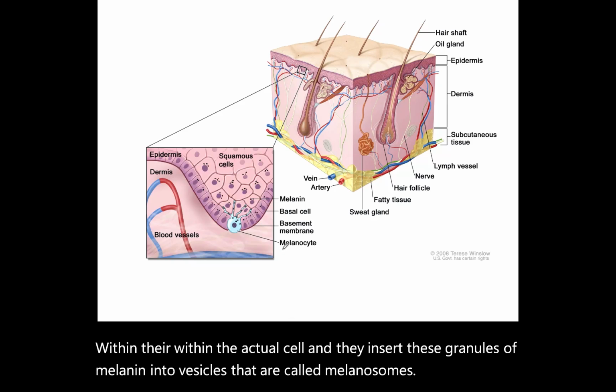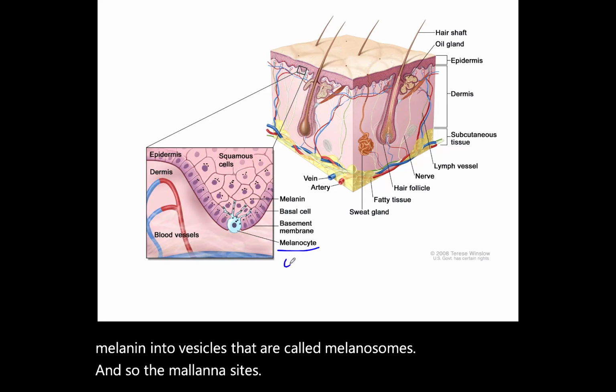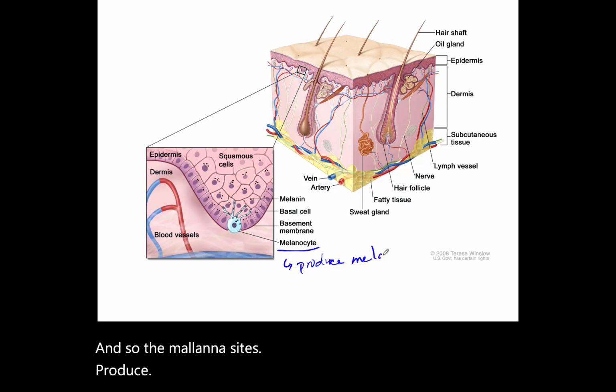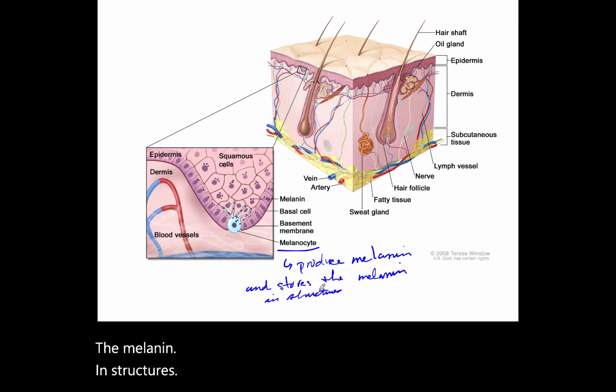And so the melanocytes produce melanin and store the melanin in structures that we refer to as melanosomes. Now, these melanosomes travel up.